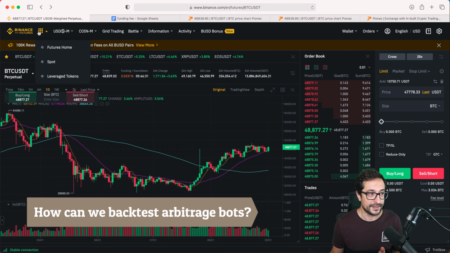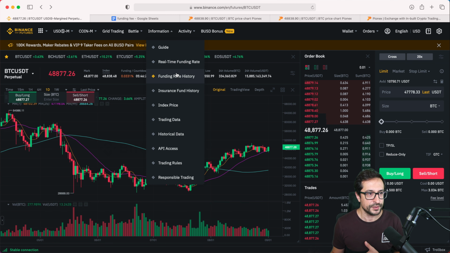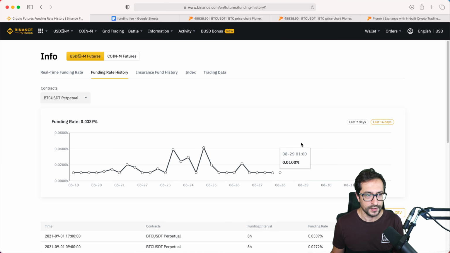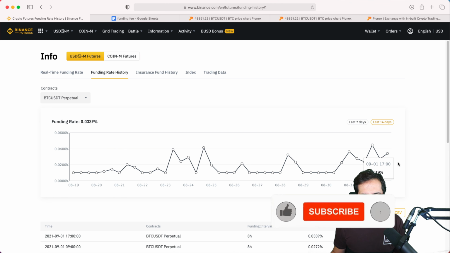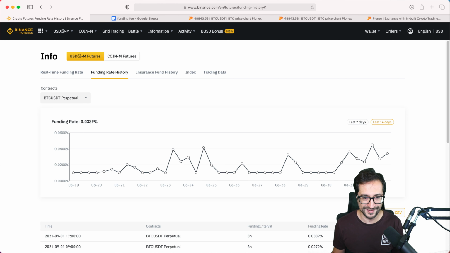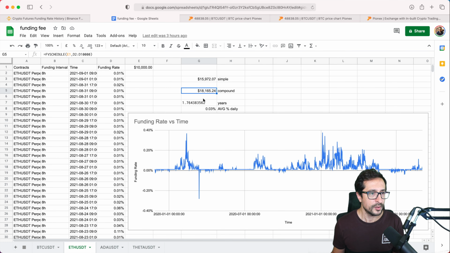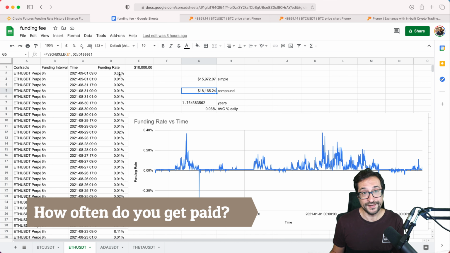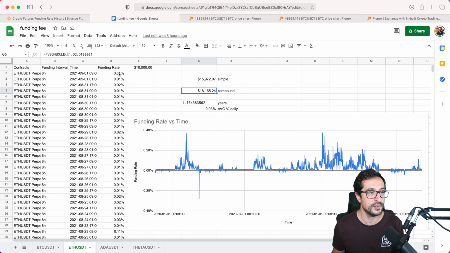Well, I found that in Binance, you can go to information and then to funding rate history. This takes you to this page here that's only showing you 14 days of the funding rates, which is not very useful because in the last 14 days, things have been pretty good. But if you hit save as CSV, it's going to save a large file that contains 1.7 years of data at a frequency of every 8 hours. Oh, I think I didn't mention, every 8 hours you get paid the funding rates. So 3 times a day you get paid here.